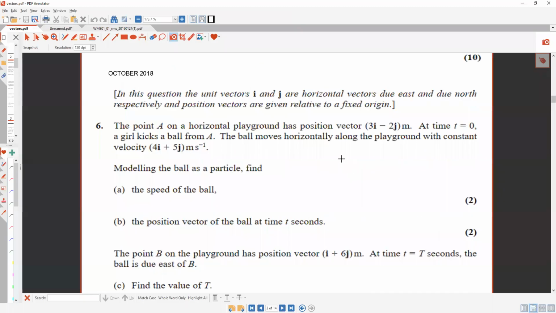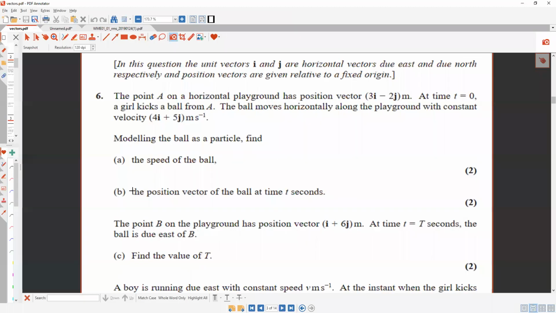Okay, now as far as this question is concerned, October 2018, question number 6, you guys were able to do A and B part pretty easily. It's very easy. They said find the speed of the ball. If you read the question, this is the velocity. If you find the magnitude of the velocity, you get the speed very easily.